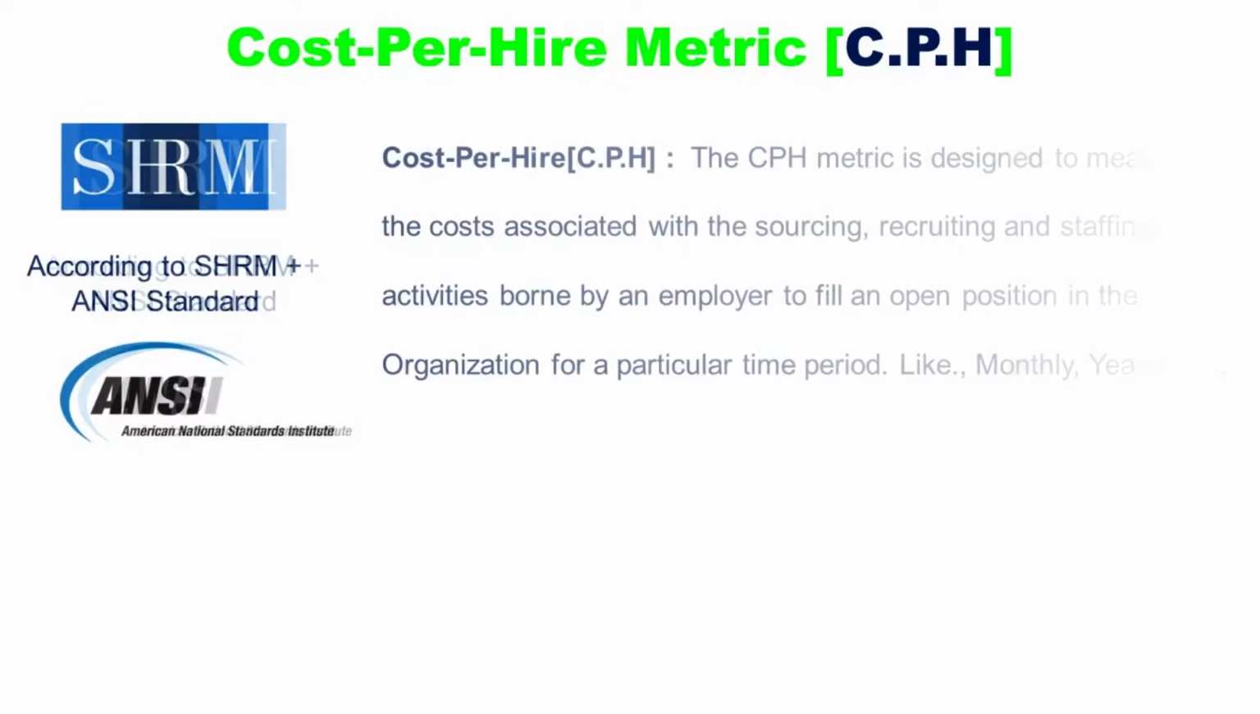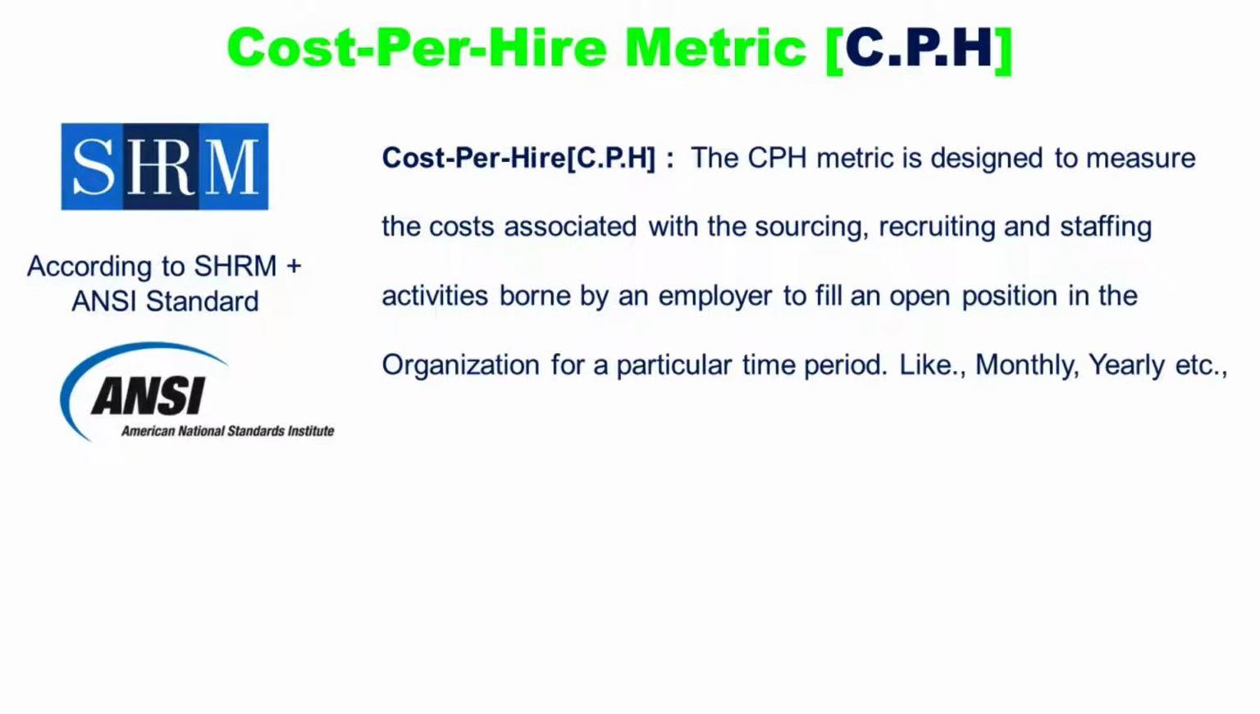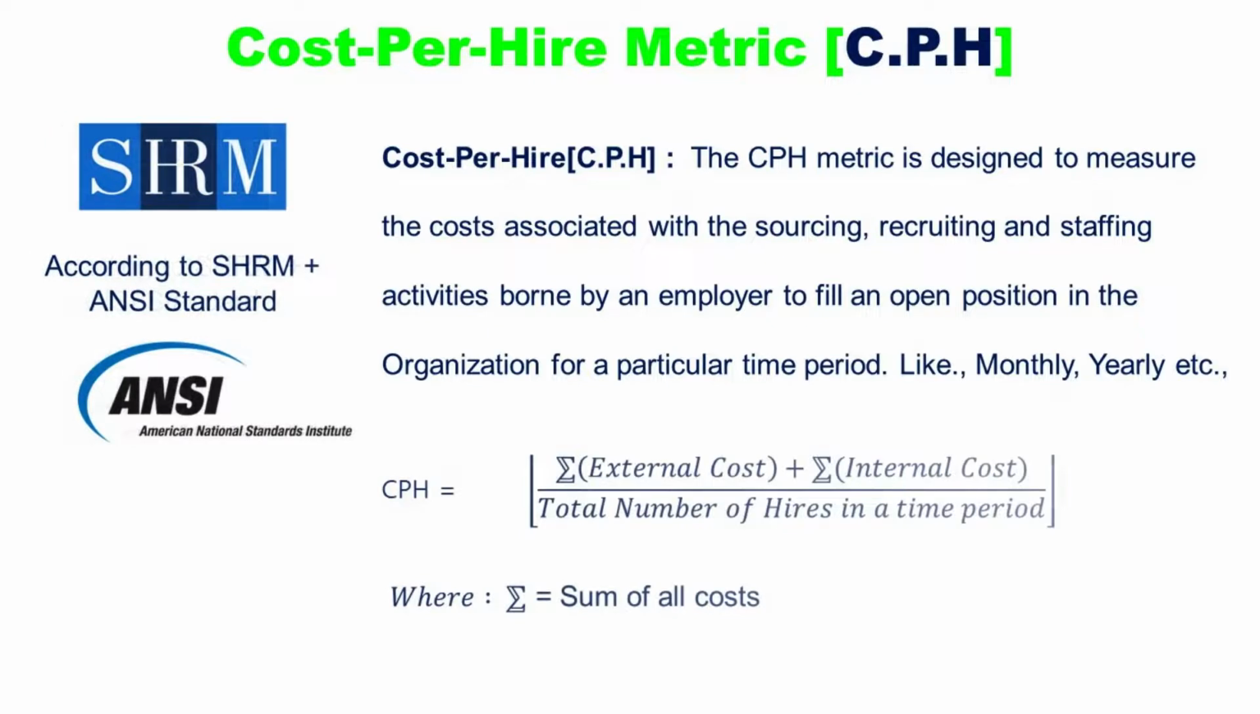The CPH metric is designed to measure the costs associated with the sourcing, recruiting and staffing activities borne by an employer to fill an open position in the organization in a particular time period, like monthly, yearly, etc. As you can see, CPH can be calculated by adding together internal recruiting cost and external recruiting cost, divided by the total number of hires in a specific time period.